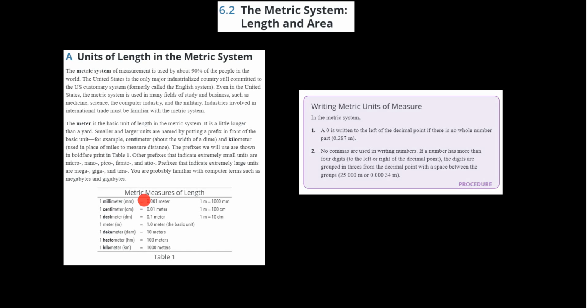So let's look right here at the meter. If we're going to get smaller, a tenth of a meter is a decimeter. A 100th of a meter is a centimeter, and a 1,000th of a meter is a millimeter. And that's going smaller. If we want to go larger, a decameter is 10 meters, a hectometer is 100 meters, and a kilometer is 1,000 meters.